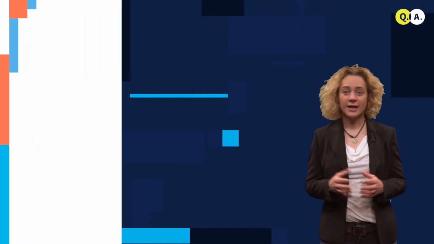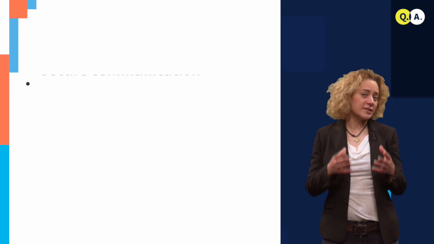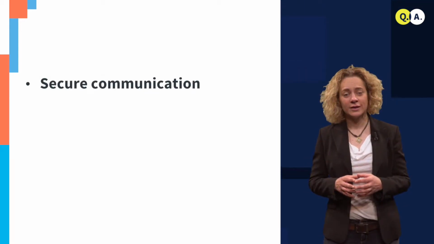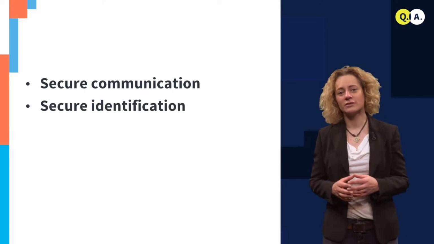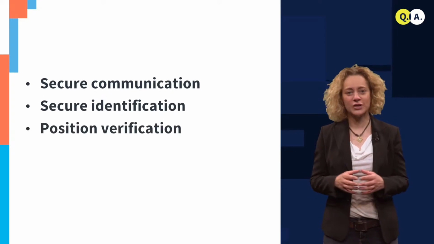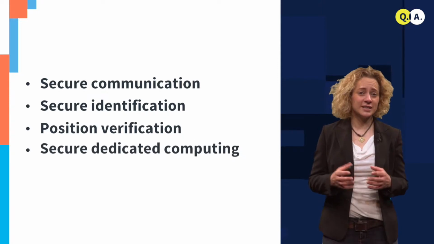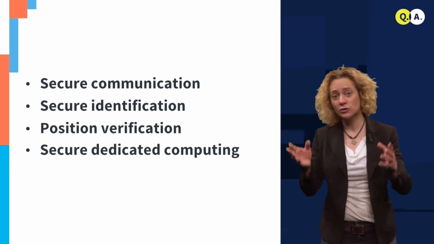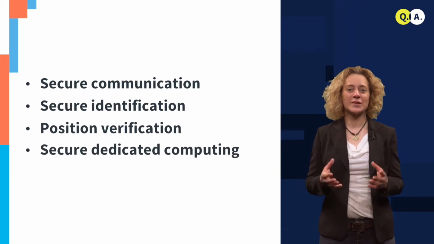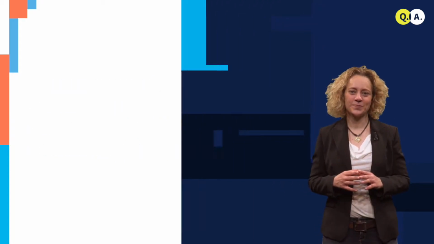For example, it allows us to do absolutely secure communication, secure identification, position verification, secure dedicated quantum computing in the cloud, and many others we will visit in other videos. So what does a quantum internet look like? On a quantum internet, we don't send classical bits, zeros and ones, but we will transmit qubits.